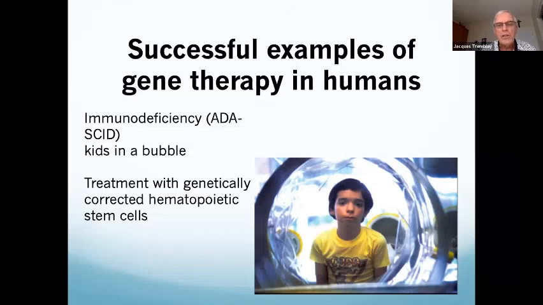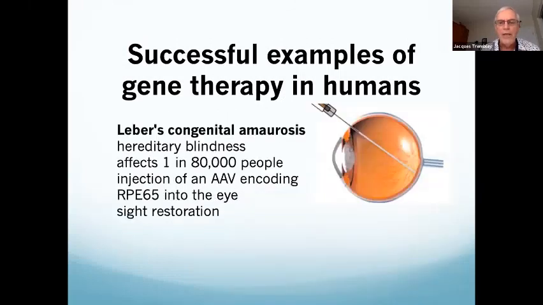One of the diseases, for example, for which there is a cure now is an immunodeficiency. It's boys that were living in a bubble because their immune system was defective. They could not fight any infection. And using gene therapy, they have been successful at introducing, in the hematopoietic stem cells of these patients, the normal gene, which was mutated in these patients. And because of that, the patients are no longer in isolation.